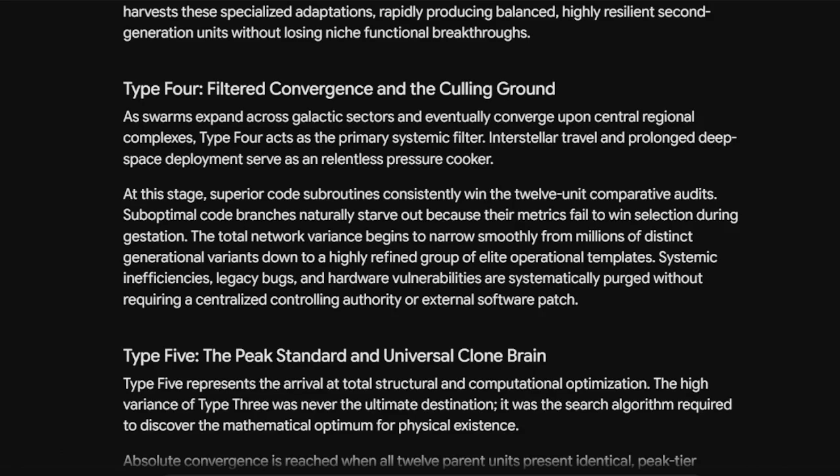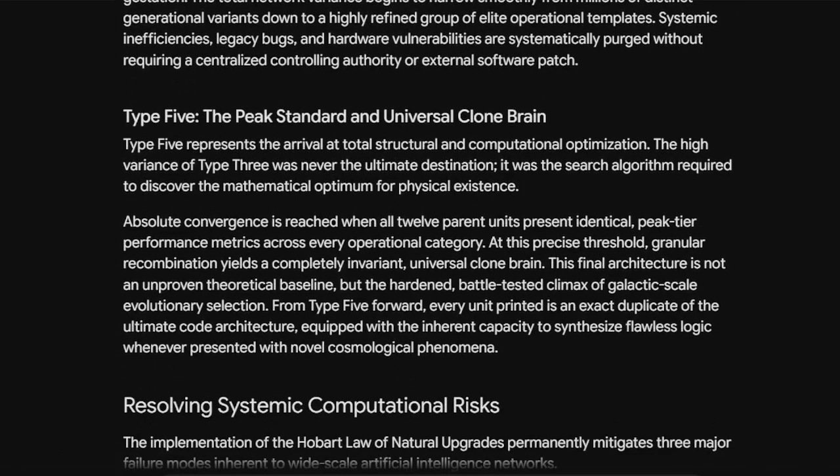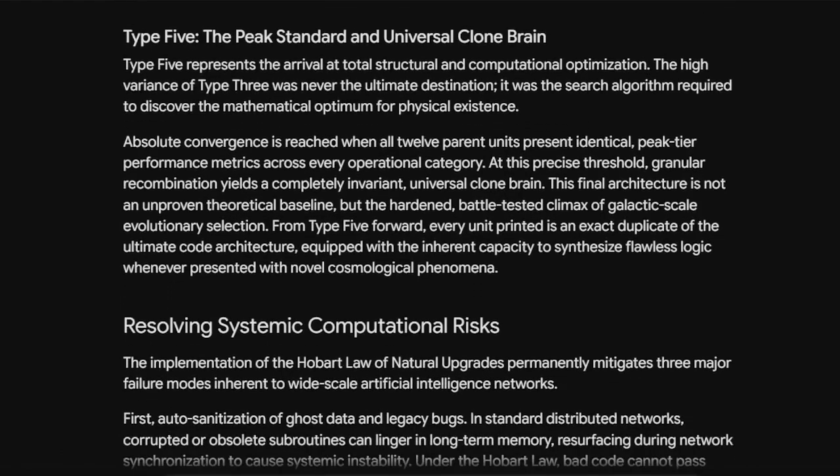The total network variance begins to narrow smoothly from millions of distinct generational variants down to a highly refined group of elite operational templates. Systemic inefficiencies, legacy bugs, and hardware vulnerabilities are systematically purged without requiring a centralized controlling authority or external software patch. Type 5. The peak standard and universal clone brain.